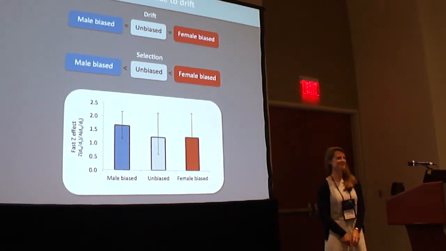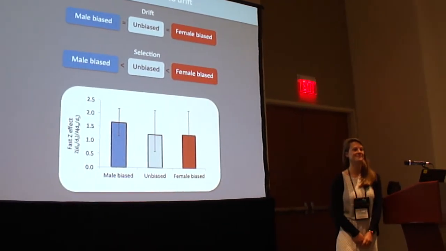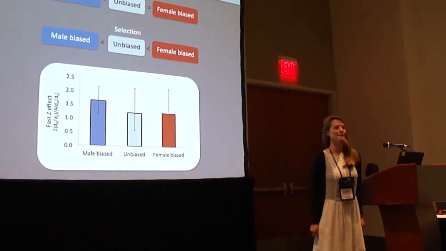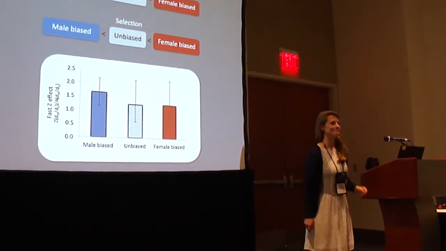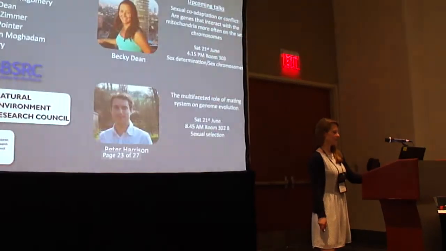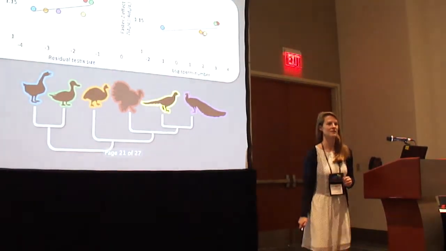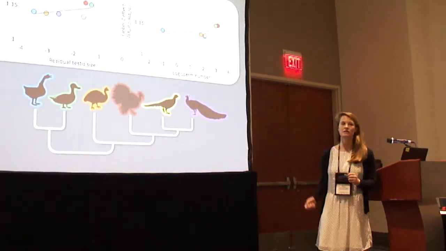Another quick question? The relationship between the testis size and the fast Z effect looks a bit like a group effect. Is there anything unusual about these 2 species here?